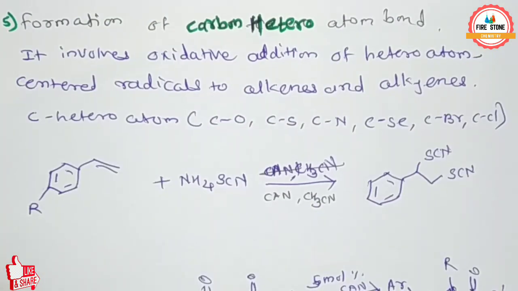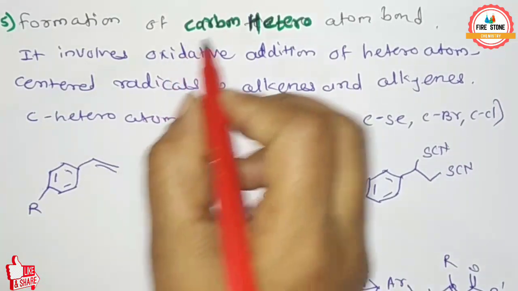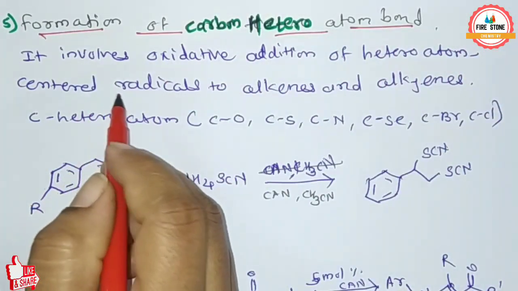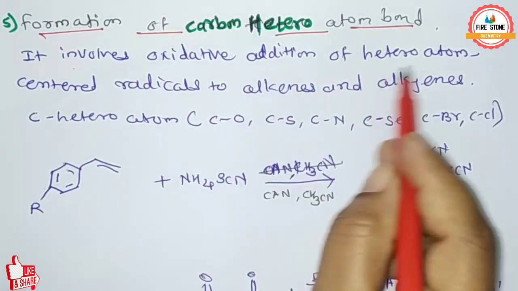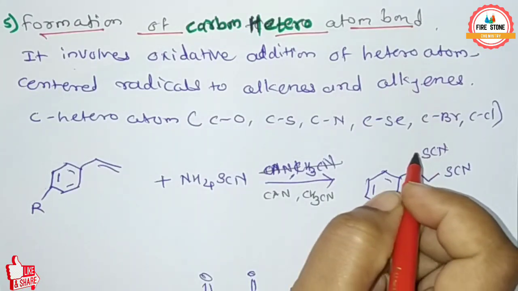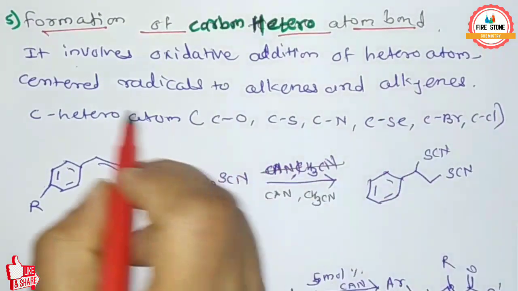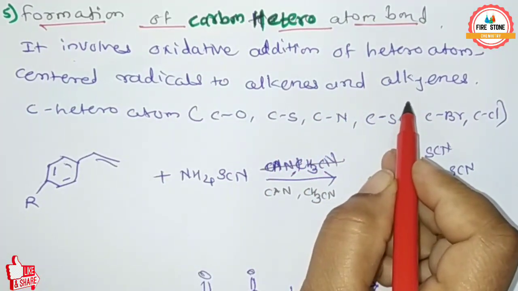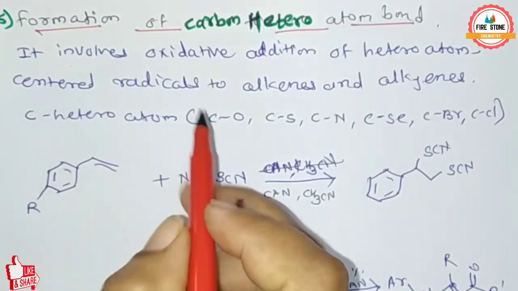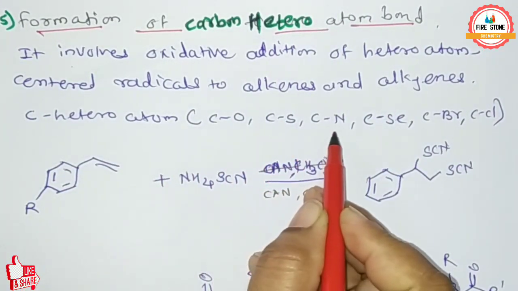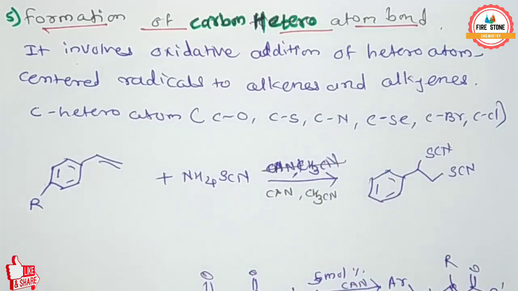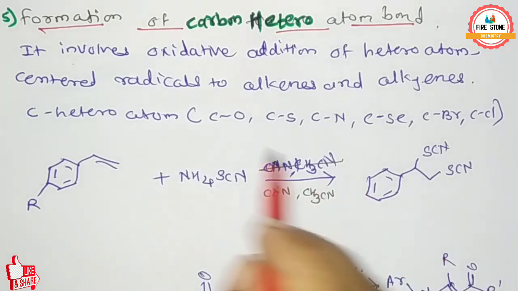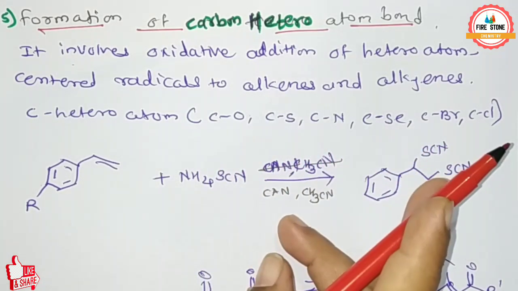Again, formation of carbon-heteroatom bond. This is one of the applications. It involves oxidative addition of heteroatom radicals to alkenes and alkynes. The carbon-heteroatom bonds are carbon-oxygen, carbon-sulfur, carbon-nitrogen, carbon-Br or carbon-Cl. So these are the carbon-heteroatom bonds.